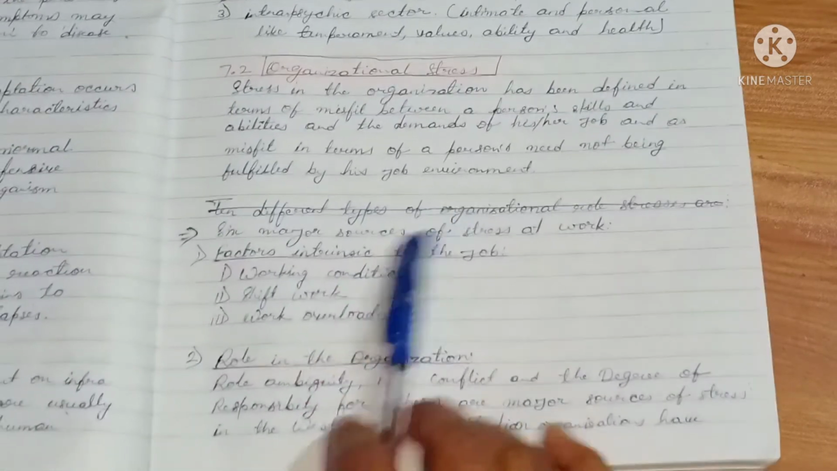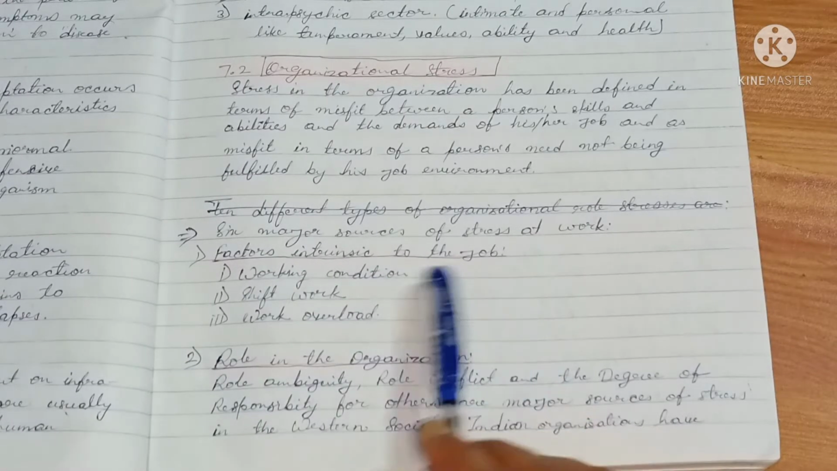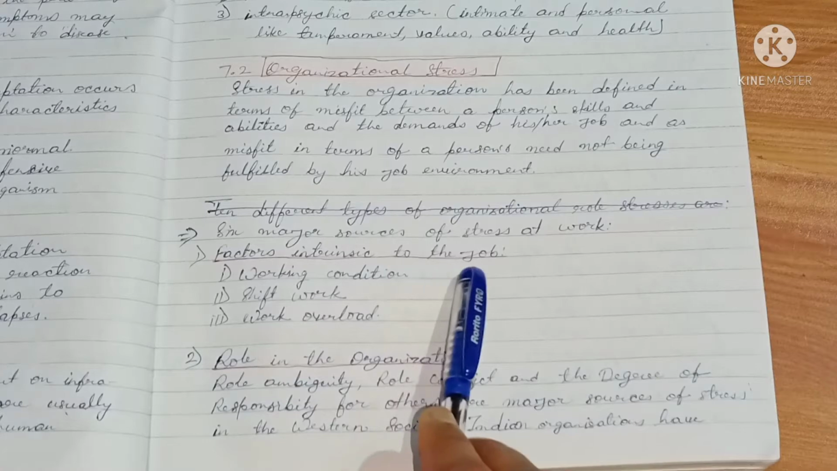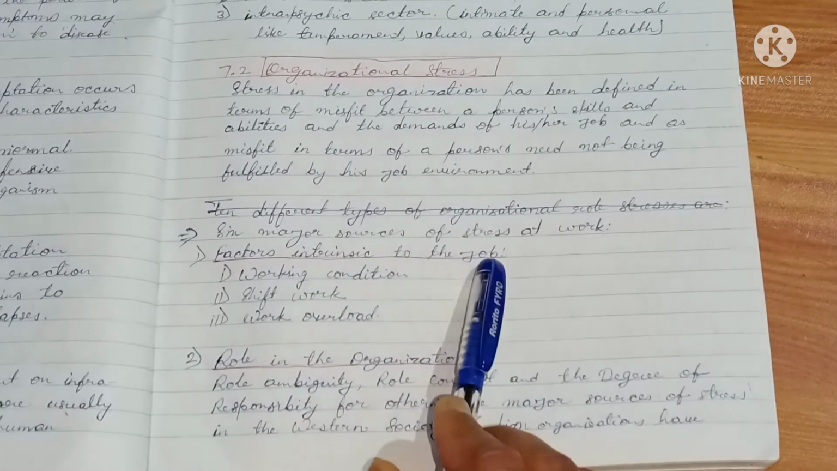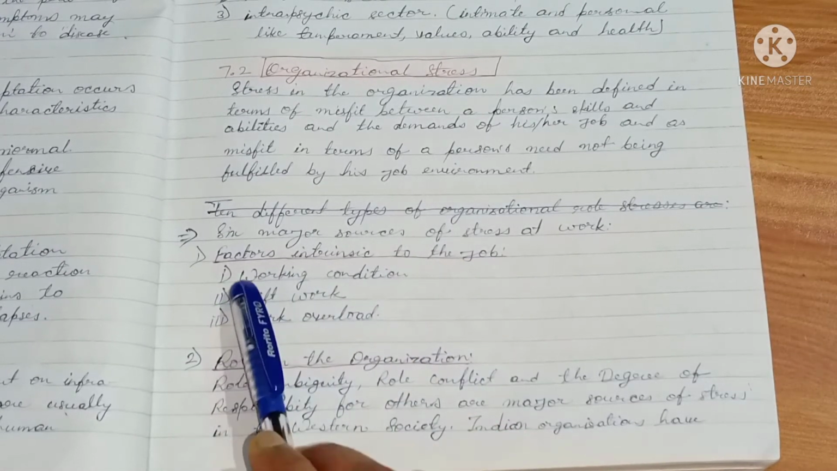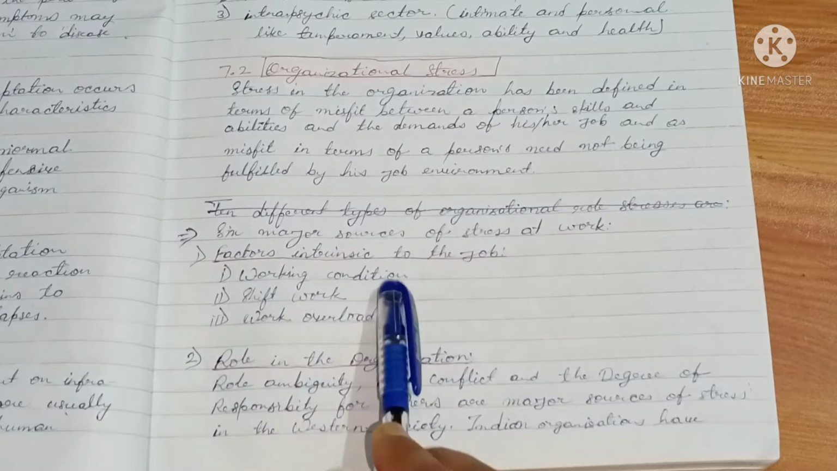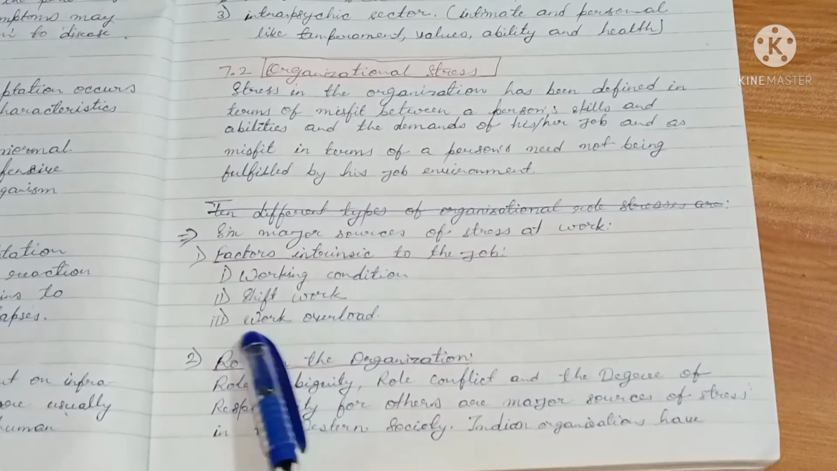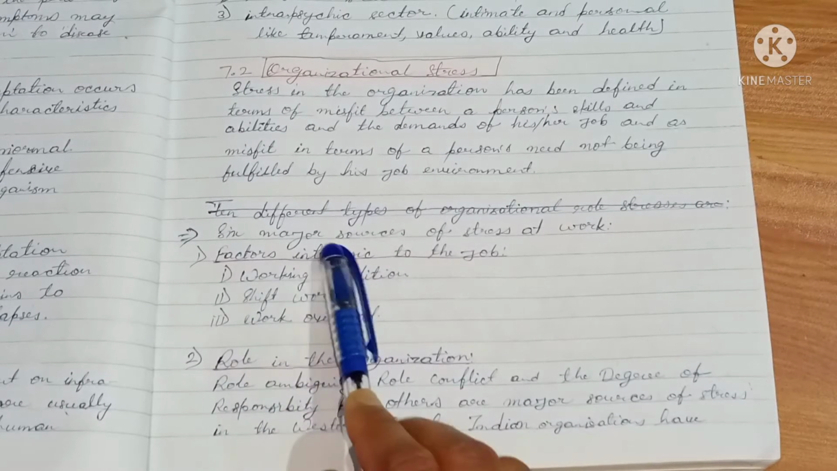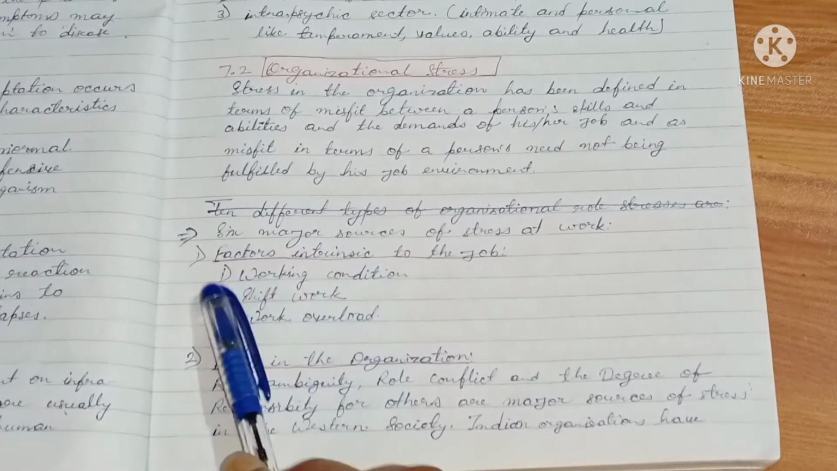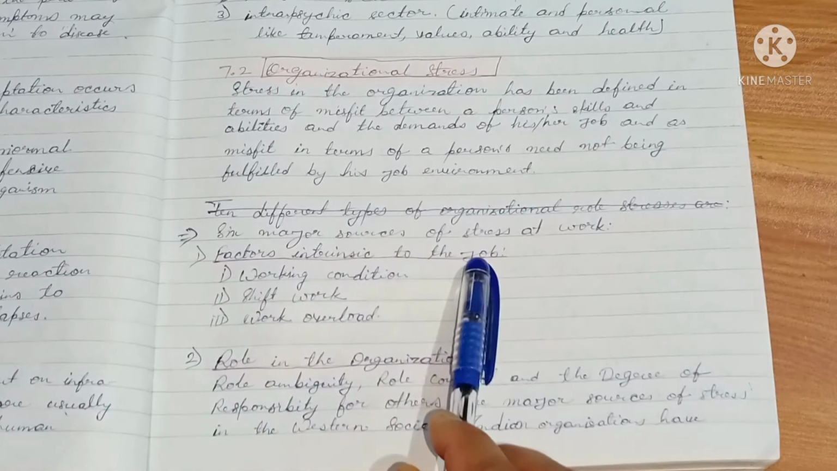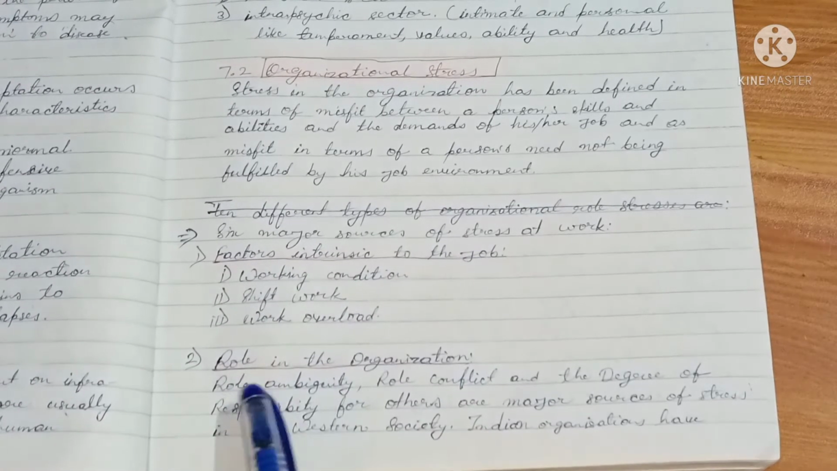Okay, so six sources of stress at work given. So first source is factors intrinsic to the job, related to the job. The first is given working condition, which may cause stress. Second, shift work may cause stress. Third, work overload may cause stress. Okay, so these three belong to factors intrinsic to the job.